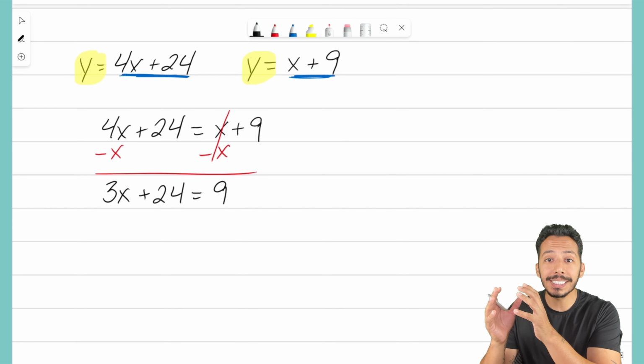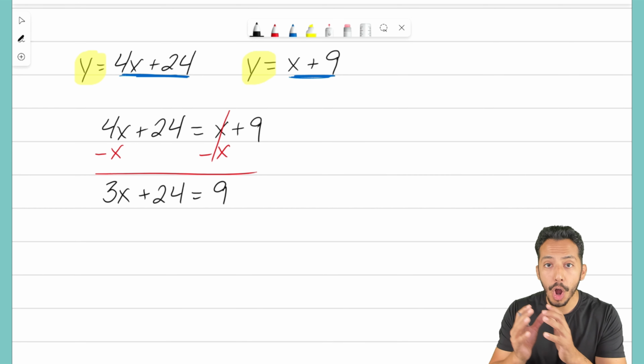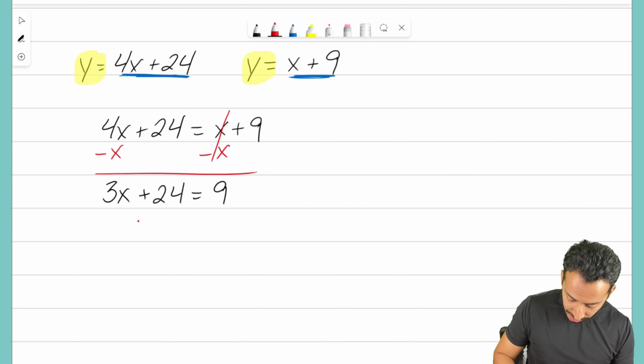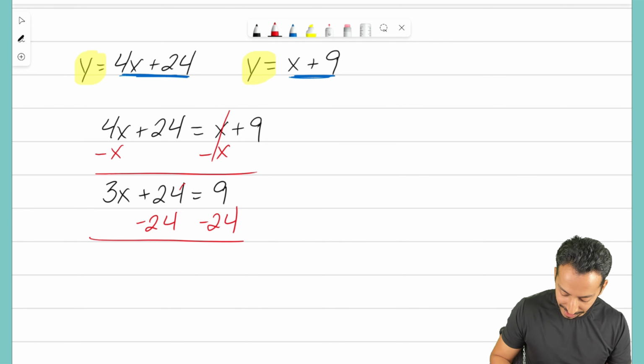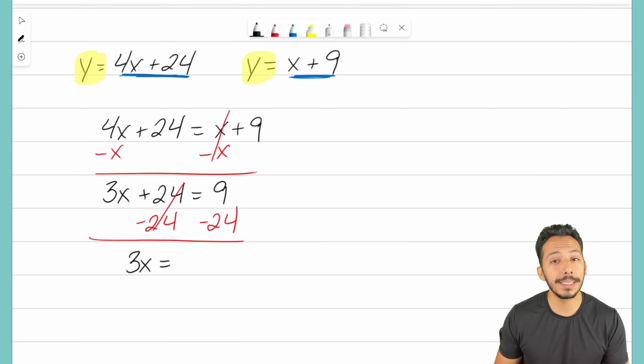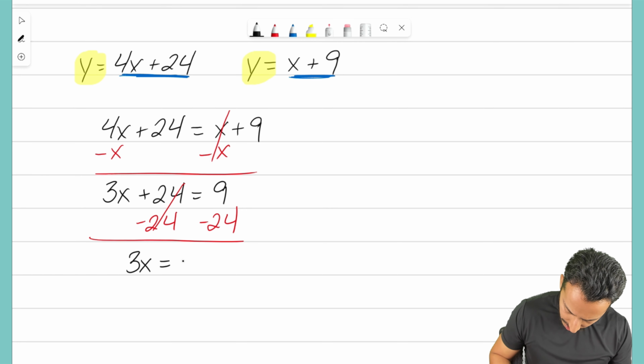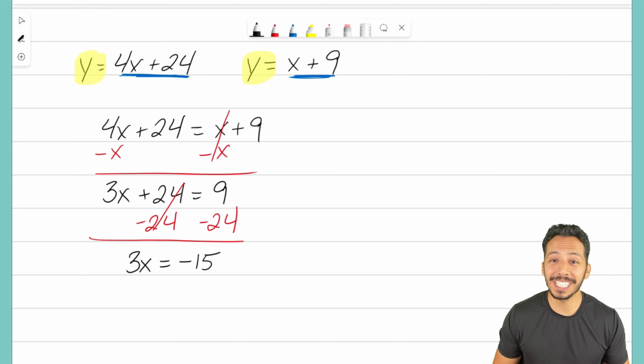Now I want to move the constant over to the right side, okay? Move our positive 24 over to the right side. To do that, let's do the opposite of plus 24. That is minus 24. Let's do that on both sides of the equal sign. Those are going to zero out, which is what we want. I'm just left with 3x on the left side equal to 9 minus 24. Again, if you struggle with negatives, use a calculator. There's no shame with that. 9 minus 24 is going to give us a value of negative 15. Perfect. Alrighty, we almost have x isolated.